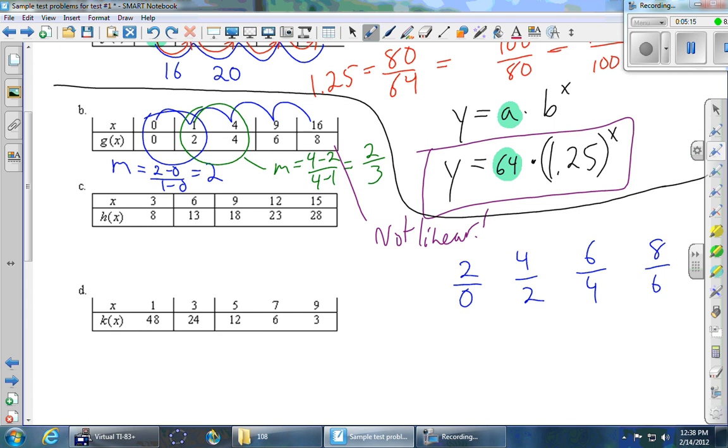But that makes sense, actually, because we know exponential functions never hit the x-axis. Maybe it looks like that, or maybe it looks like that. But under no circumstances is the y value ever equal to 0. You never get to hit the x-axis. So as soon as I see a y value of 0, I'm done. But even if that wasn't there, I would recognize that 4 divided by 2 is not the same as 6 divided by 4, and that's enough. So this one is also not exponential.